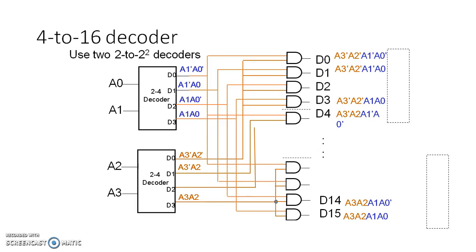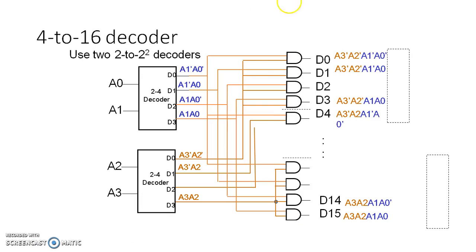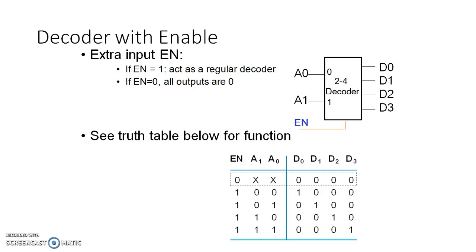When I combine the outputs of both of these decoders, then I get 4 terms. So the first term is A3 dash into A2 dash into A1 dash into A0 dash, that will give me D0. Likewise I have done for D1, D2 up to D15, D0 to D15. This is how we construct a 4 to 16 line decoder.